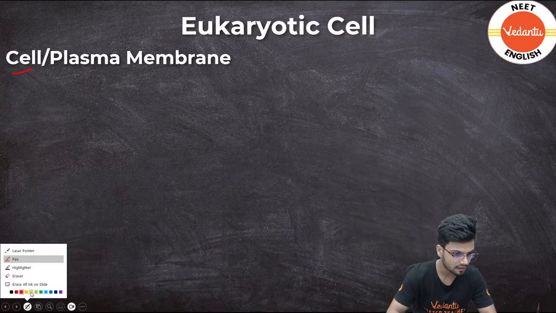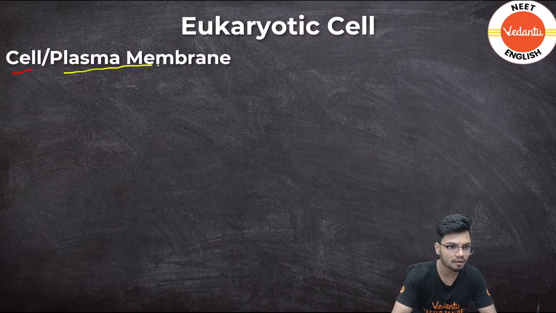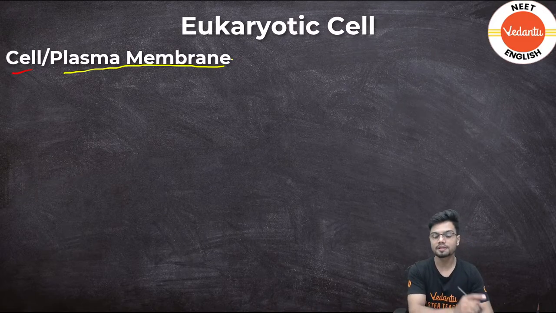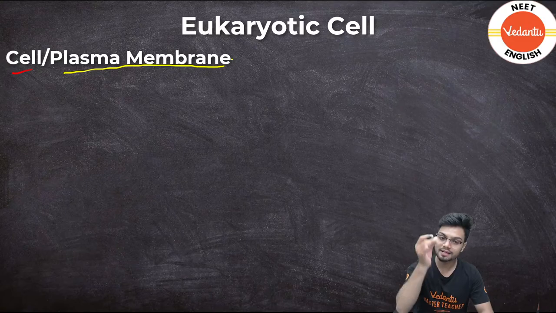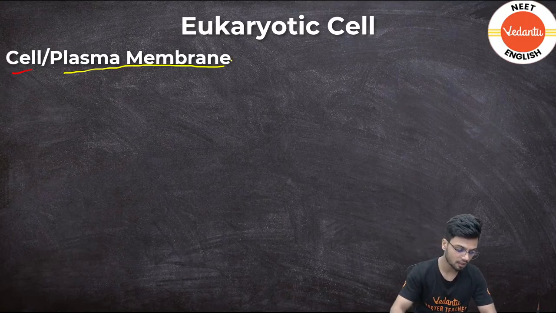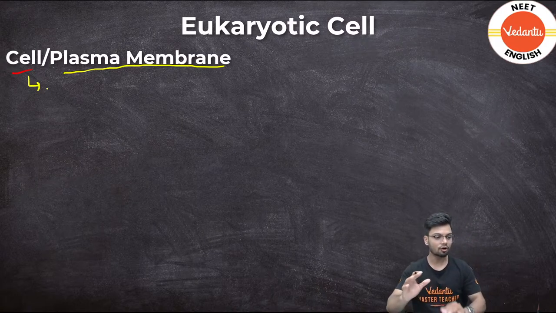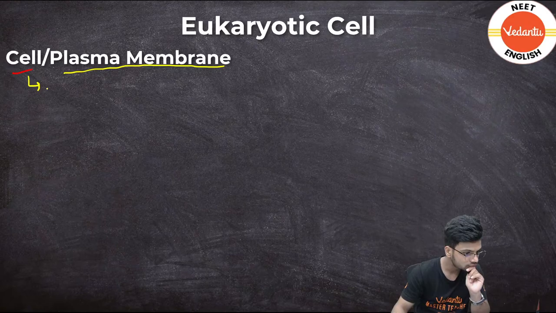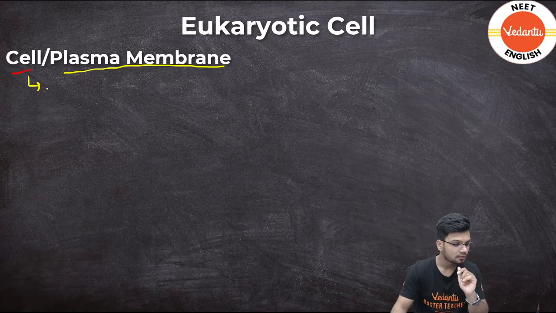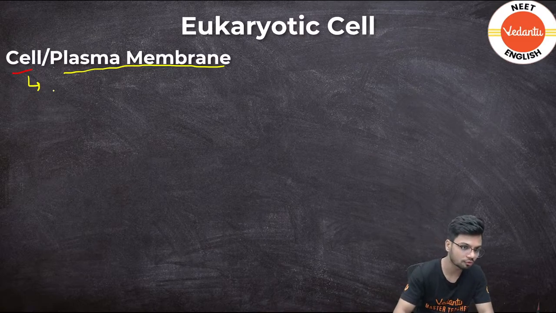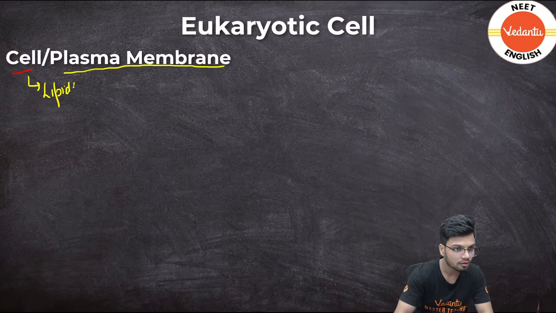Now let's talk about the cell or plasma membrane. Let's understand cell or plasma membrane. Yes, students, cell membrane and plasma membrane are both the same. Now this cell or plasma membrane, what is it made up of? This cell or plasma membrane is made up of your lipids. Yes, it is made up of lipids.